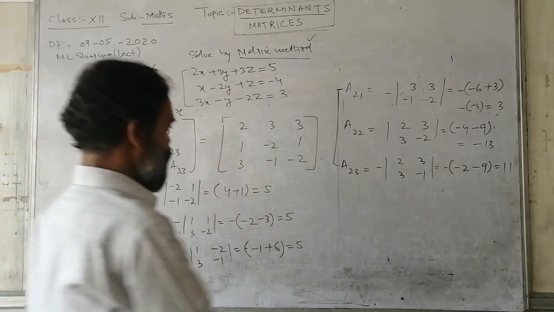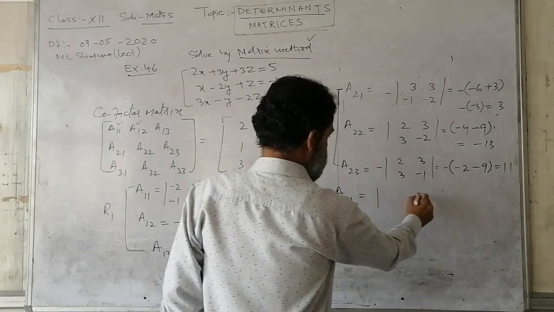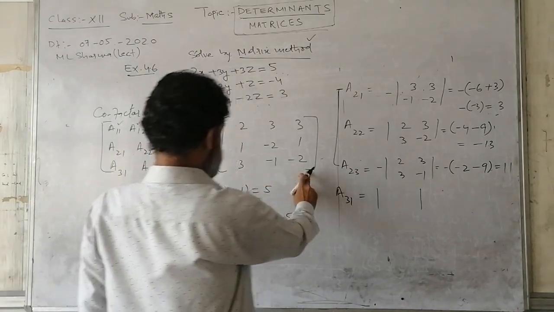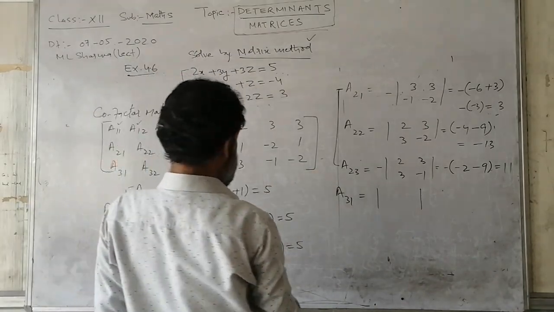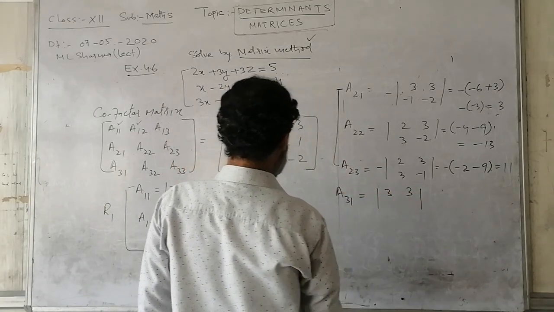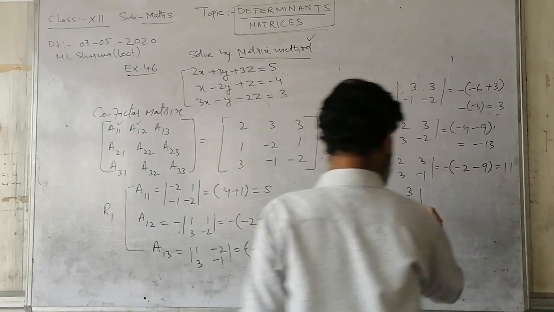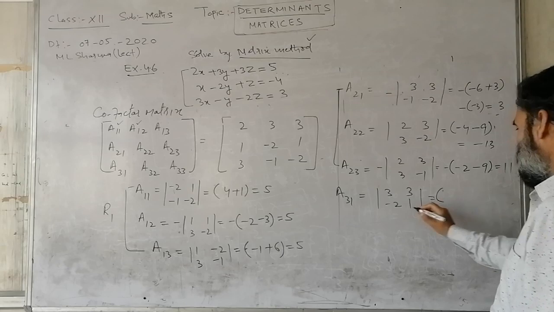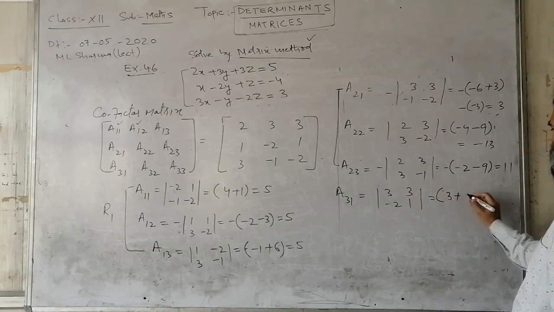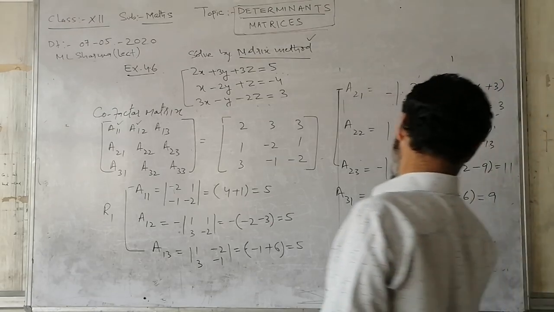Now for the third row, A31. So this will be deleting this row and this column. I will have the elements 3, 3, minus 2 and 1. So this will be equal to 3 plus 6, that is 9.